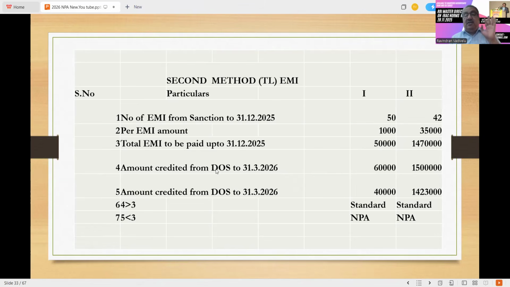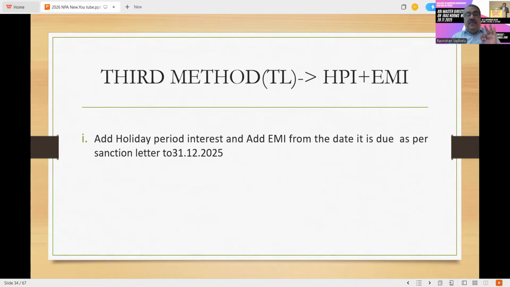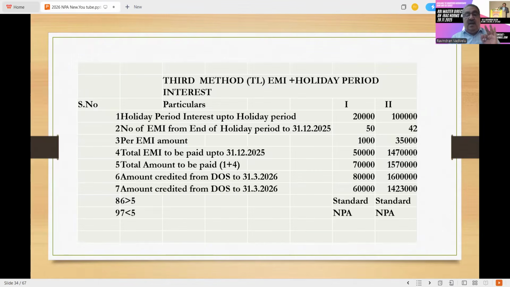So if you understand the first method and the second method, others are very, very easy. So we are going with the third method. In that third method, only the holiday period interest is added. Point number 1, holiday period interest. Holiday period and gestation period are one and the same. So you have to add, in this first exercise, 20,000.